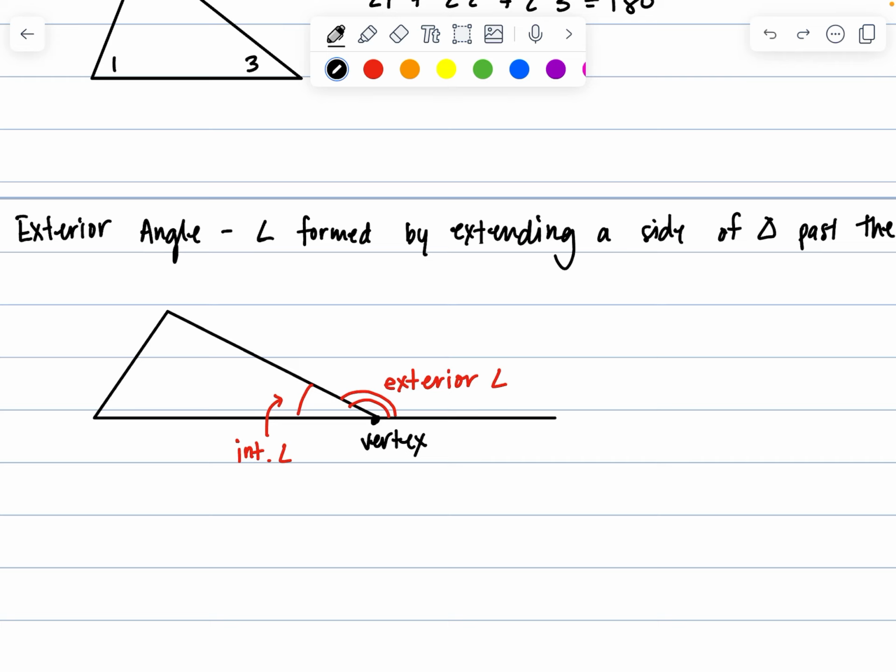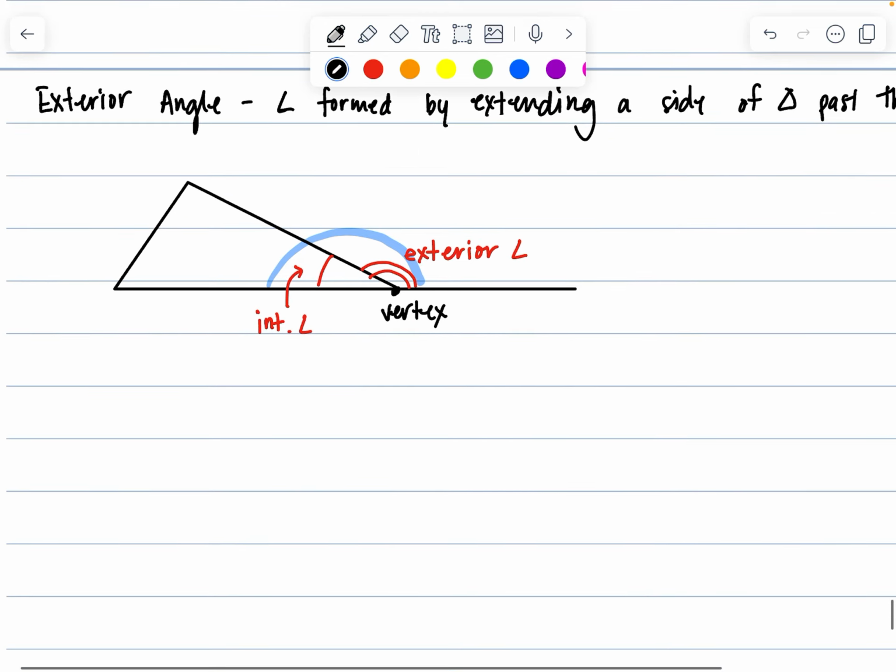But what's nice about this is that it creates a linear pair. Right? Interior angles and exterior angles are a linear pair. So if you want to make a note of that, that's perfectly fine. Hopefully it's obvious just because of the drawing. But exterior angles and interior angles add up to 180. Okay? And that leads us to the exterior angle theorem.